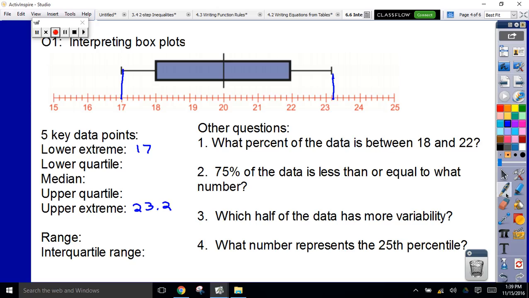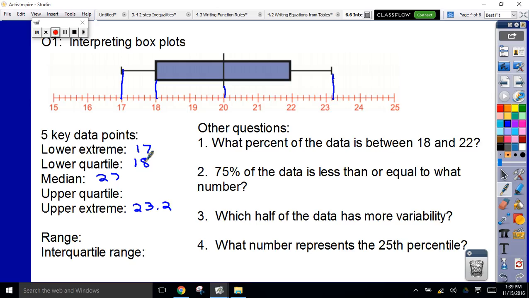Okay, how about the median? Jenna? 20. Median is 20. Median's right here in the center. It's right above 20, so our median is 20. Lower quartile, Jace. That would be 18. Good. That's 18. There's the lower quartile.